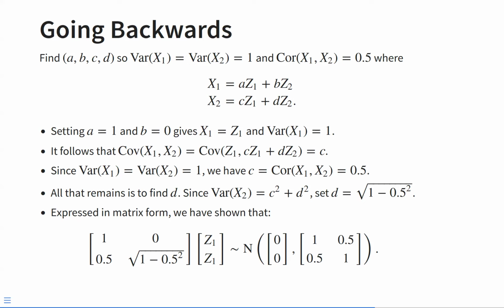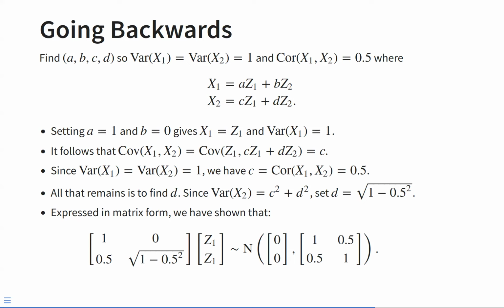All right, but we already know what we need to set c equal to. We need to set it equal to 0.5. So if we solve for d, we see that we need to set d equal to the square root of 1 minus 0.5 squared. So in matrix form, here's what we've shown.